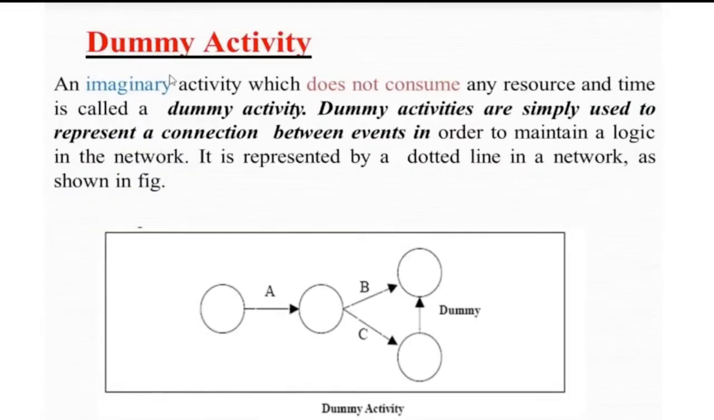We also introduce a dummy activity. This dummy activity is an imaginary activity which does not consume any resource and time. It is simply used to represent a connection between events in order to maintain logic in the network. And you will notice that in your graphical view, it is represented by a dotted line, which was shown also here. Here is the dummy activity, this arrow.